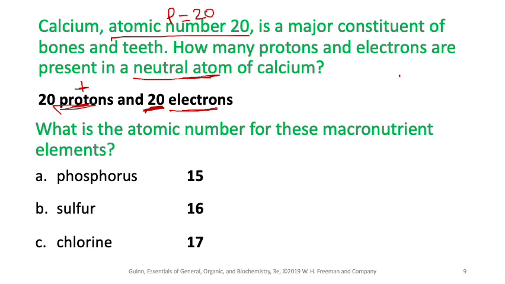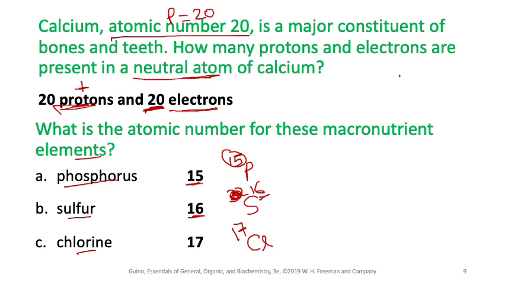Let's try the second one. What's the atomic number for these macronutrient elements? Phosphorus, sulfur and chlorine. So phosphorus has an atomic number of 15. If you go to the periodic table, which we're going to talk about later on, you will see it's written something like this, P 15. So this is your atomic number. Sulfur, you will see in the periodic table, S with 16 on the top. So the atomic number is 16. Chlorine, you will see Cl, 17.